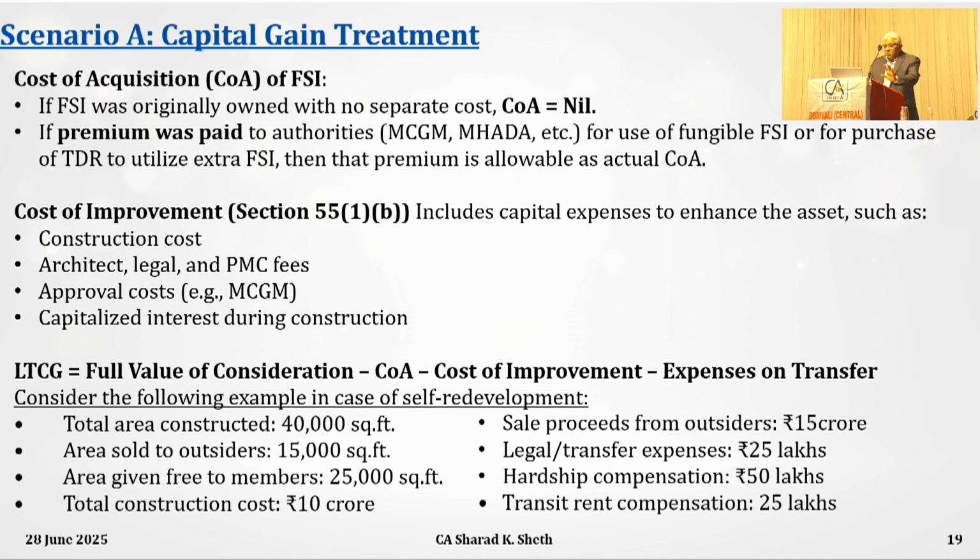For that I have taken one simple example. The total area constructed is 40,000 square feet, including new, old, everything. Area sold to the outside clients, the incoming members, is 15,000. Area given to the existing members is 25,000 square feet, assuming old was 15,000 and 10,000 extra has been given to them. Total construction cost, including my premium and everything, is 10 crore rupees, and my total sale proceeds from the incoming members is 15 crore rupees. Plus other expenses I have incurred: 25 lakh rupees hardship compensation I have paid to the existing members, because I convinced them to move out of the existing flats. Then only I can redevelop the building. And transit rent, 25 lakh rupees.